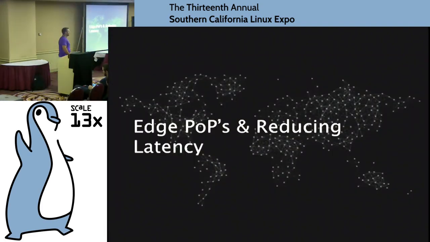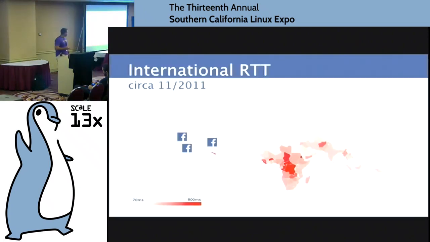Cool. So now we're going to talk about our edge POPs. POP means point of presence, and how this actually helps us reduce latency. So in late 2011, we did a study to see what kind of round trip time, what kind of latency we were seeing from clients all around the world. As you can see here, white is good, red is bad. In North America, the Facebook experience was pretty darn good, but outside of North America, it wasn't that great. So we wanted to reduce the amount of work that these clients had to do and reduce the amount of distance that these packets had to travel.